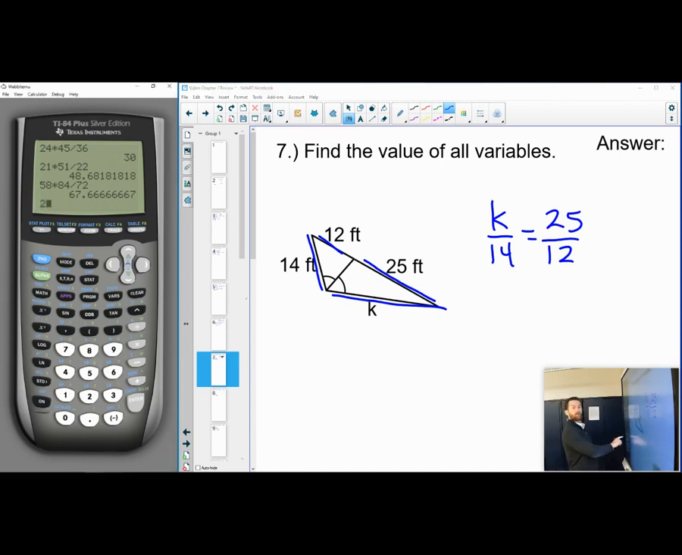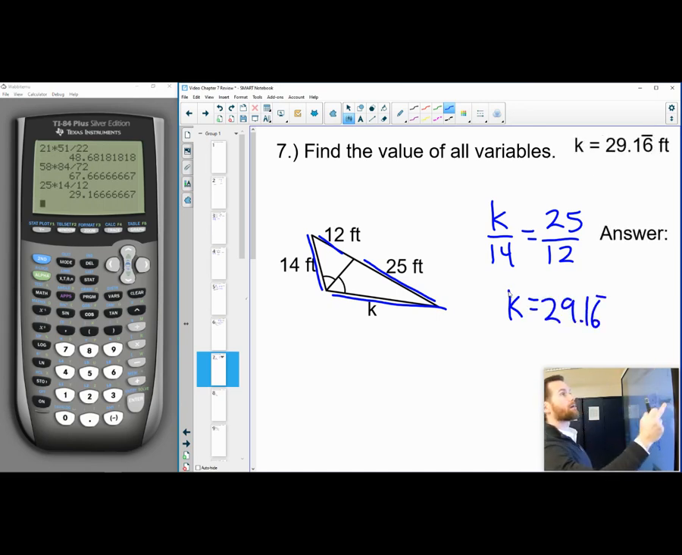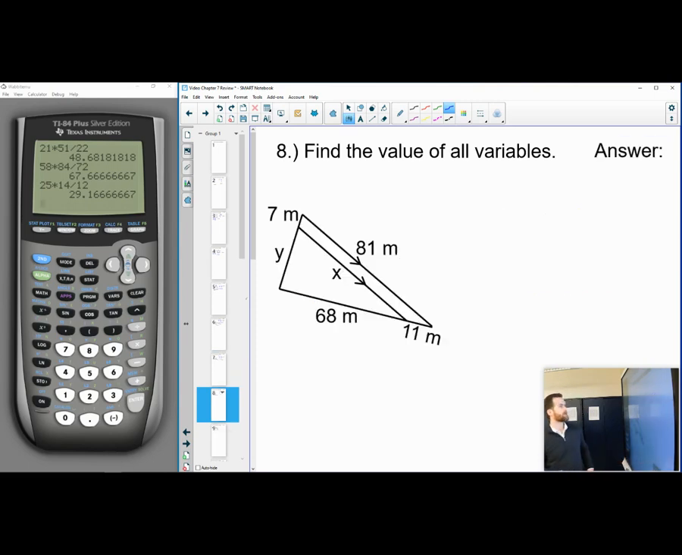Then we multiply 25 times 14. Oops, let's correct that. 25 times 14. Multiply the two that are diagonal, and then divide by the third one, which was 12. And we get 29.16, and the 6 is repeating. Excellent. So far, so good.